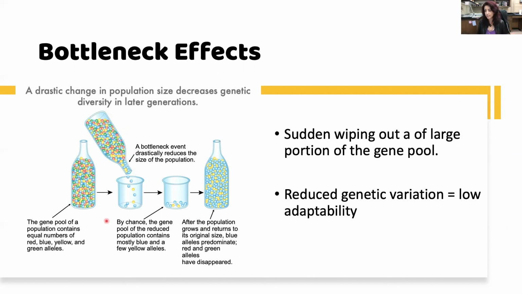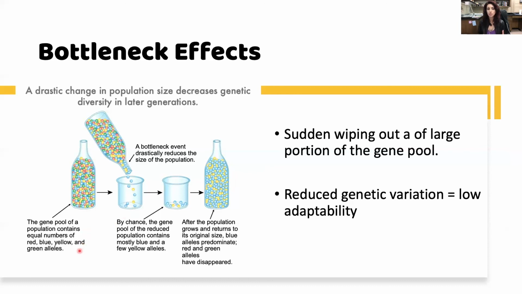By chance, the gene pool of the reduced population in the jar is actually mostly blue with a few yellow alleles in there, okay? And so after generation of only having reproduction events in this smaller population, our entire population then is going to be represented by blue and yellow alleles. We have completely eradicated the diversity of other colors. We no longer have red and we no longer have green, okay?